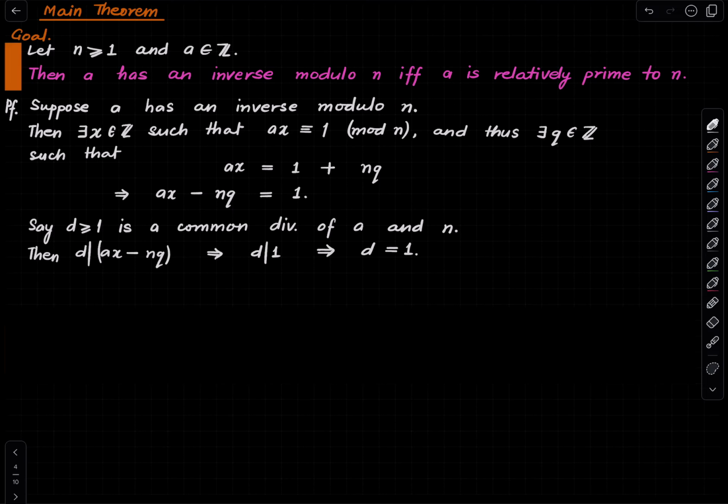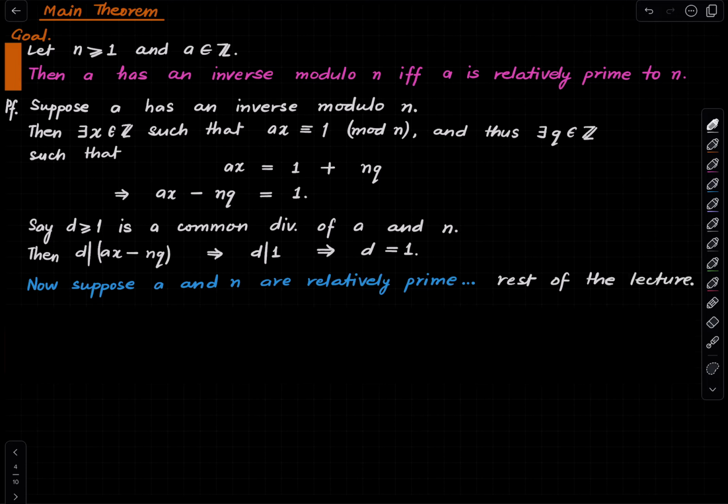Now for the other direction, suppose a is relatively prime to n, then we want to show that a has an inverse modulo n. This is the hard direction. So suppose a and n are relatively prime. The proof in this case is the rest of the lecture. So this is what we'll prove in the rest of the lecture.